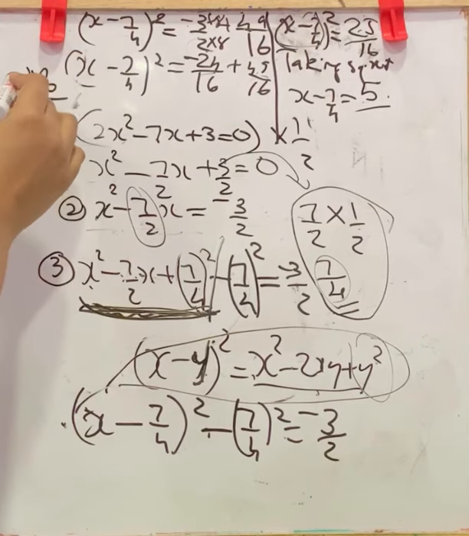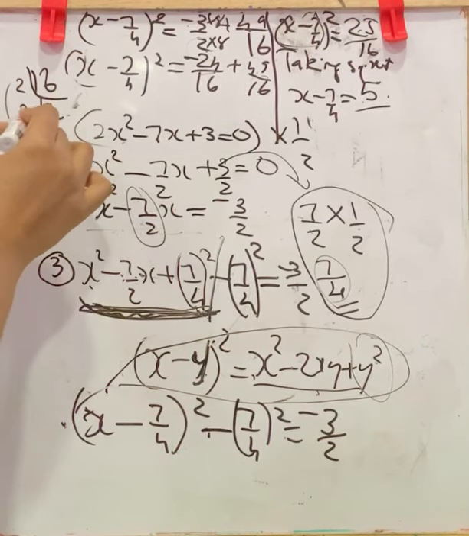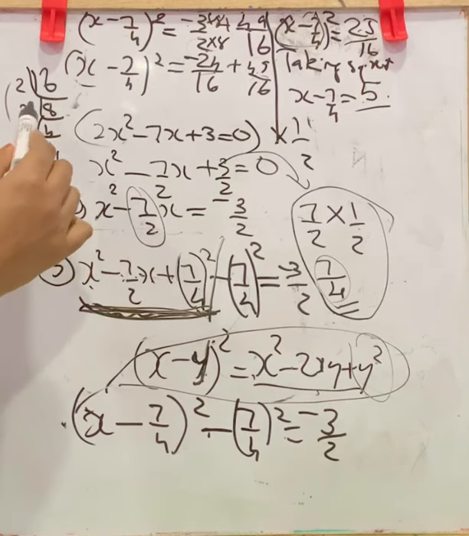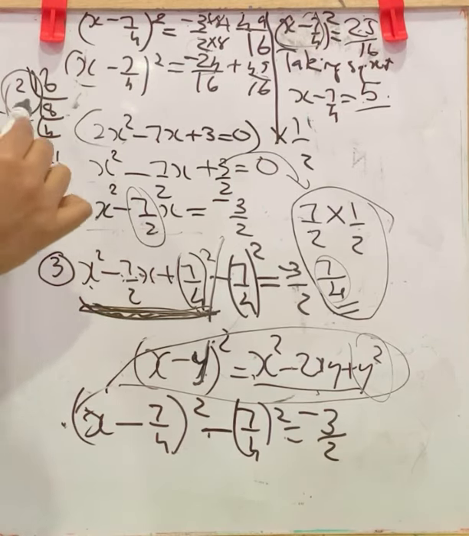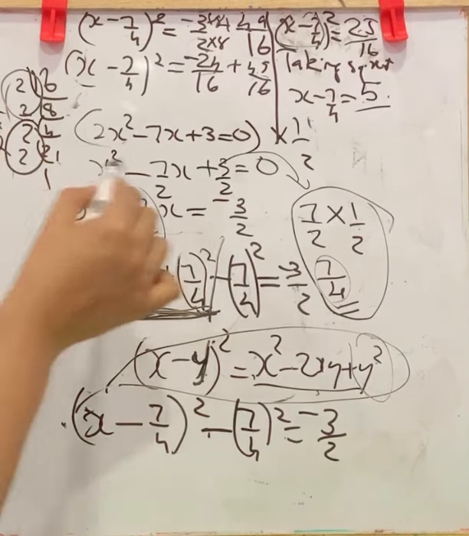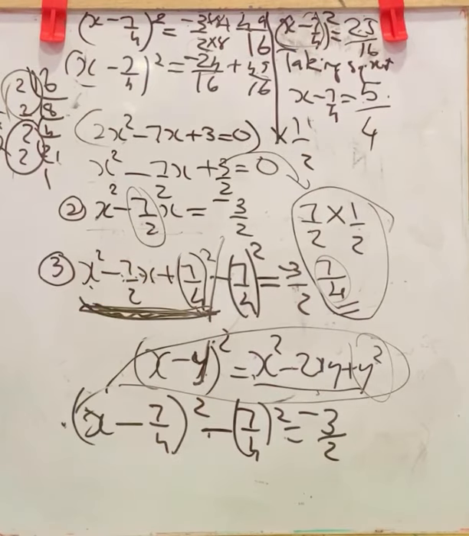For that, factorize it. Now take 2 2's, take 1 2 from that. Take a pair and take 1 2 from that. The result is 2 into 2. That is 5 by 4. x minus 7 by 4 equal to 5 by 4.